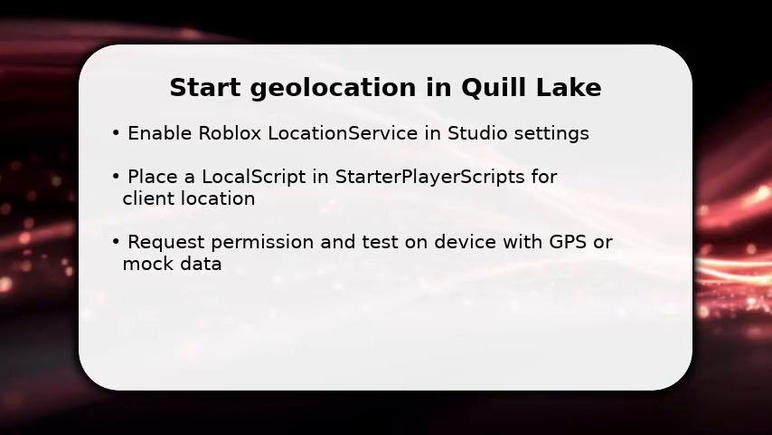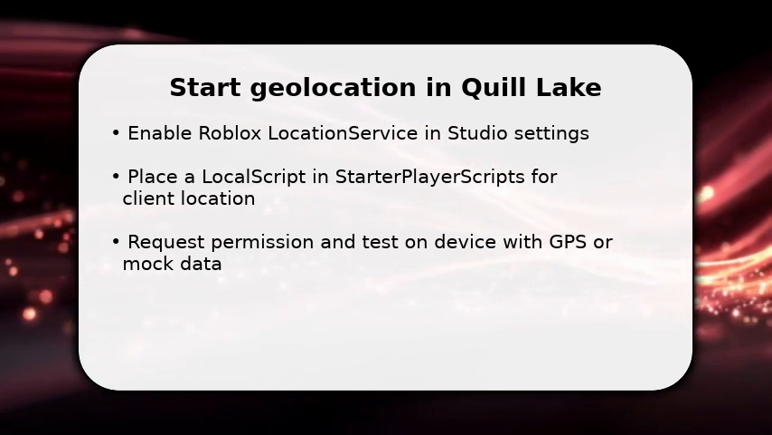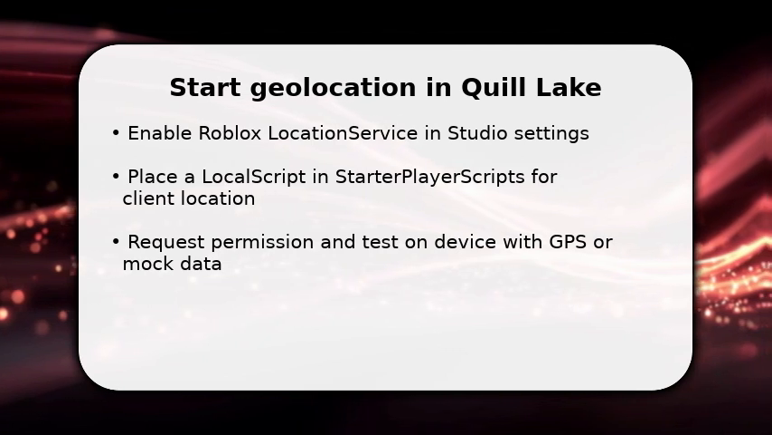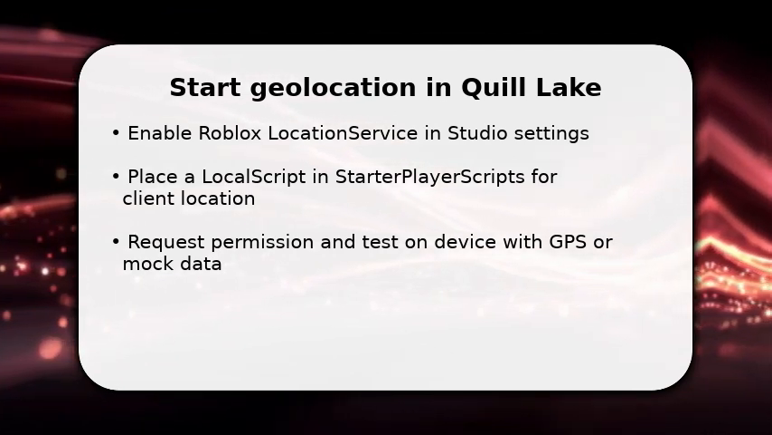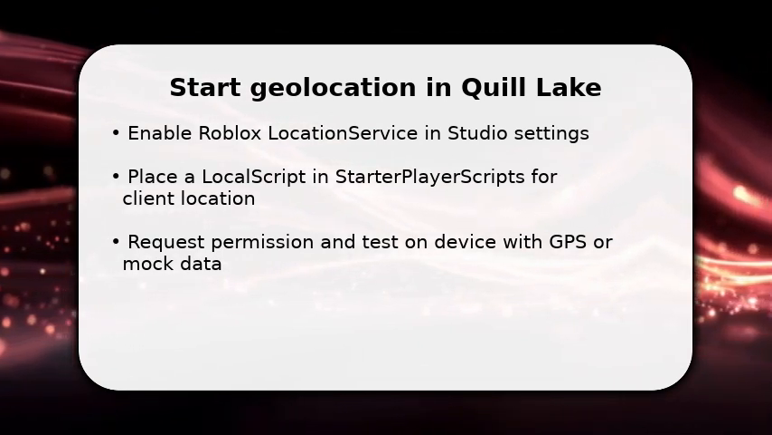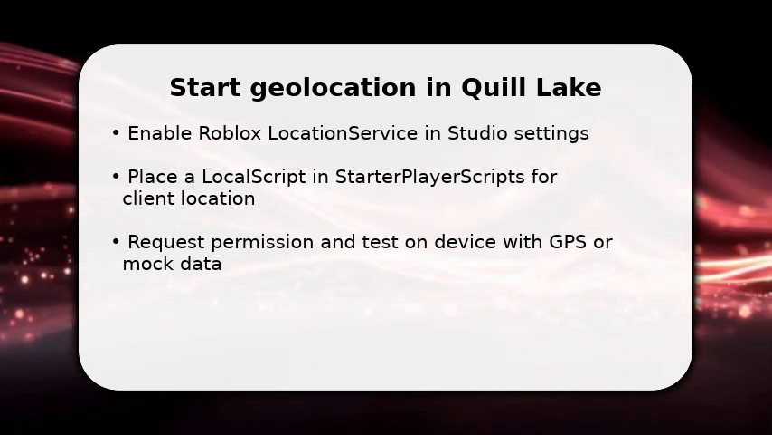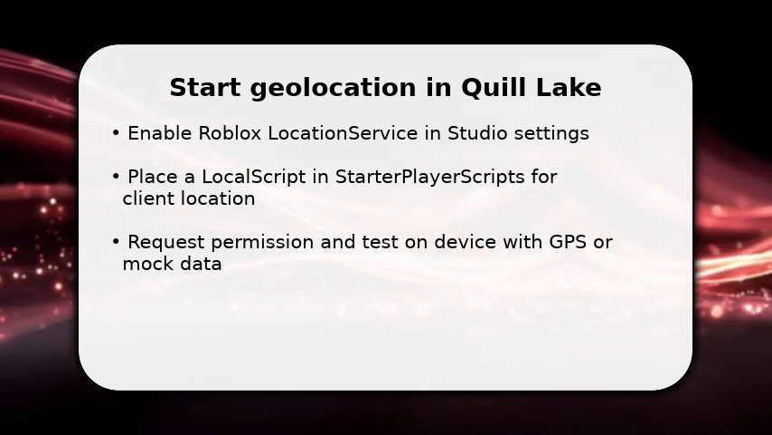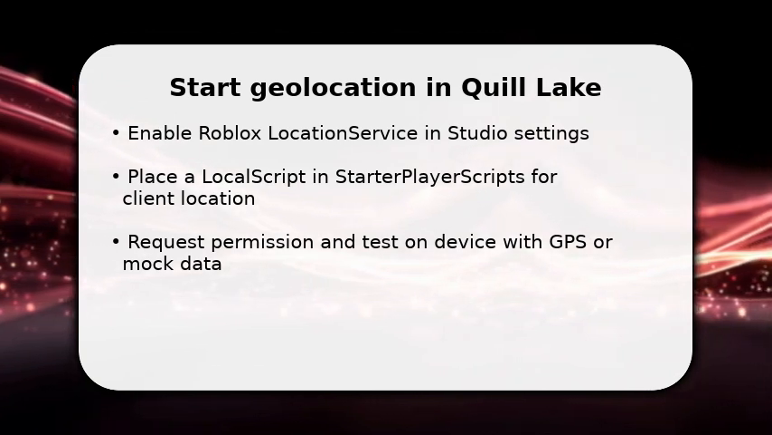You begin by enabling location service and preparing the client script so Quill Lake can read coordinates. First, add a local script to starter player scripts and call location service, get last location async, or request permission async. Once done, request permission from the player and handle denied responses gracefully. Make sure to mock GPS in Studio for early tests. That prevents wasted testing on unsupported devices.